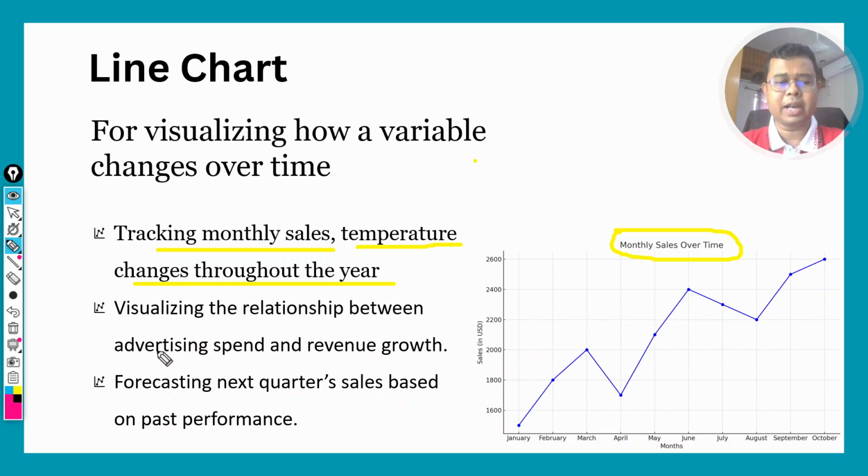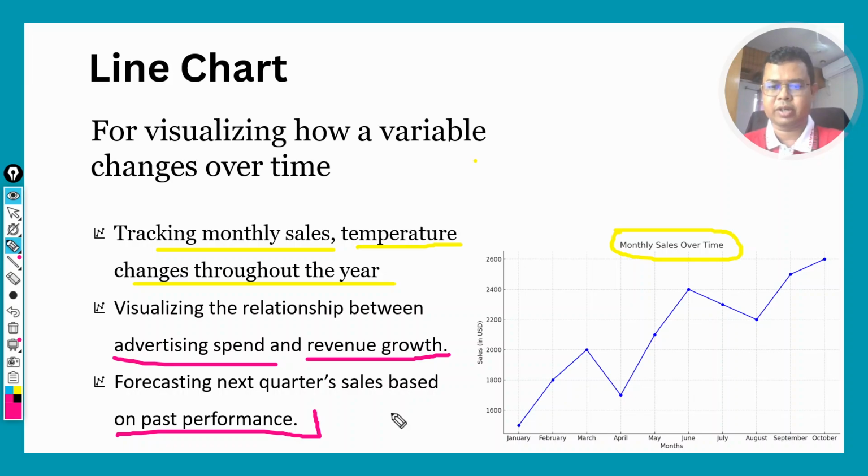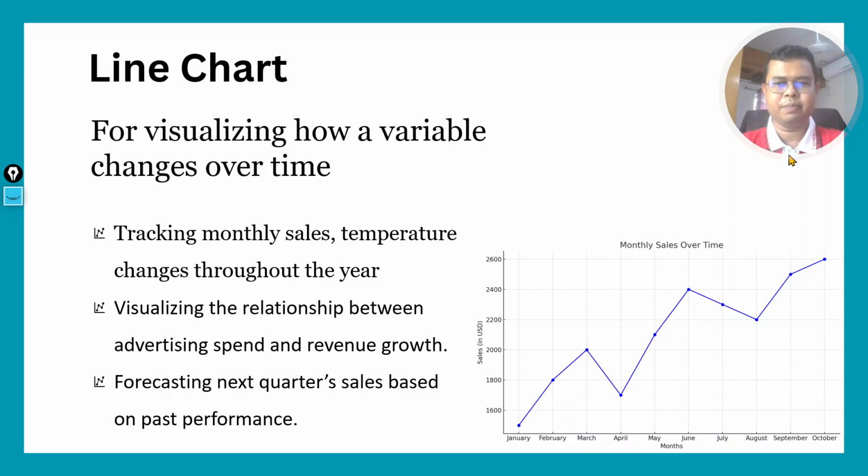Visualize the relationship between advertising spend and the revenue here. For example, you spend lots of money for advertising purposes, right? So compared to the spend, what is the situation of revenue growth? You can also use the line chart for this purpose. On the other hand, forecasting next quarter's sales based on past performance. We always know that forecasting analysis will be based on the previous data, past data, right? So you can use the line chart for this purpose. There are some examples in here.